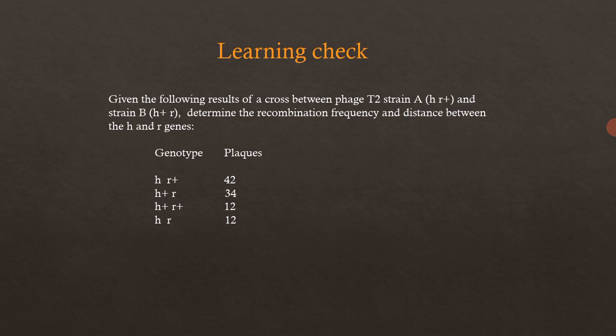You add the number of plaques for H plus R plus and HR, divided by the total number of plaques obtained. In that case, you take the complete number of plaques, including your parental and the recombinant. After this division is done, you multiply it by 100 because frequency is in percent. By that you can determine the recombination frequency, and with the help of this we can determine whether genes are present very far or very close to each other.